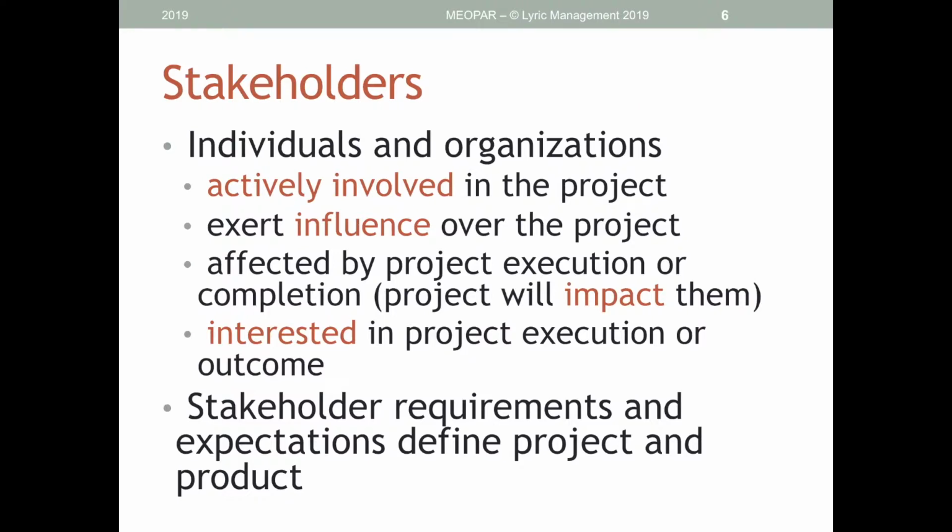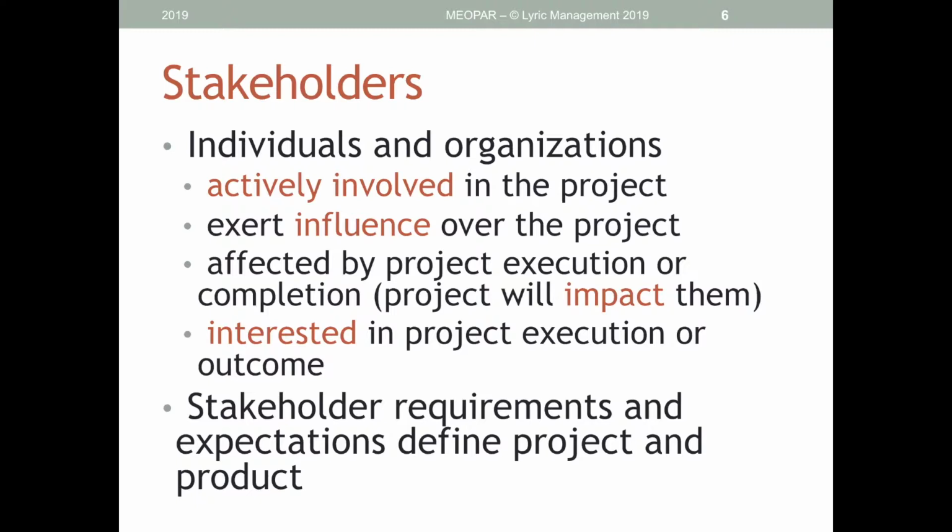The second group to think about are those individuals or organizations who exert an influence over the project. So these would be individuals or groups who don't necessarily want or need the outcome of the project to happen, but they have an influence over whether and how the project will be executed.